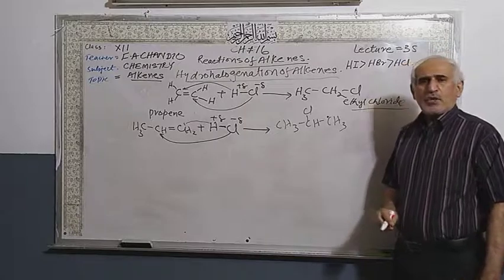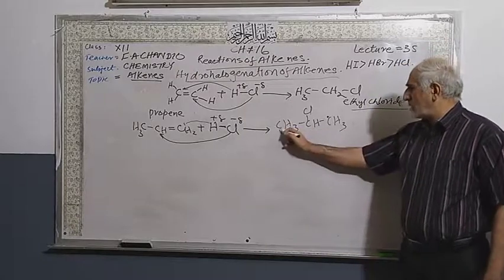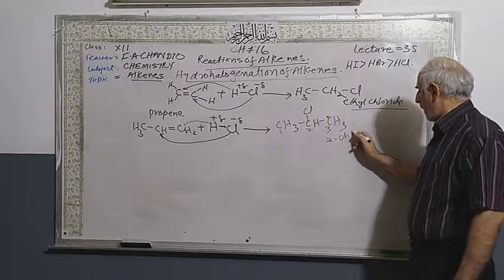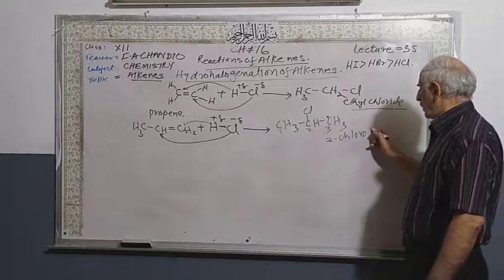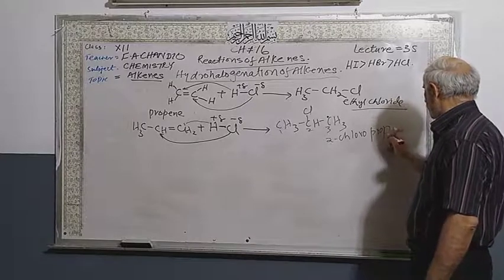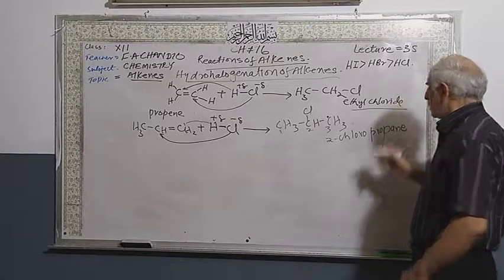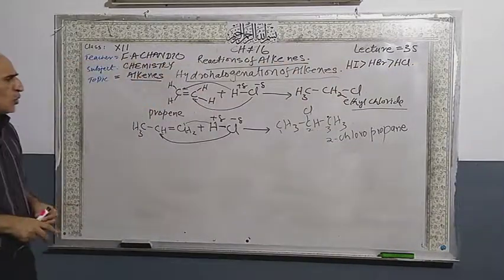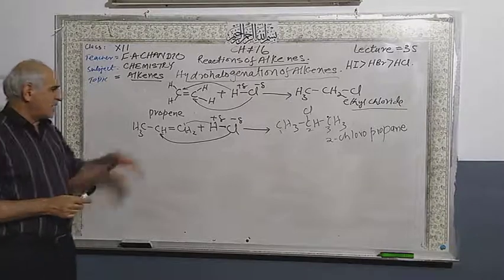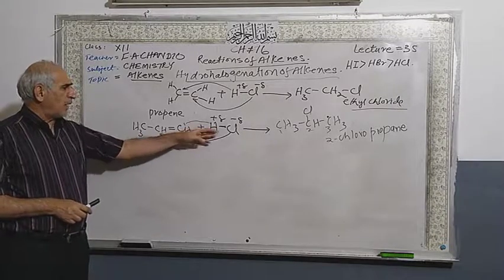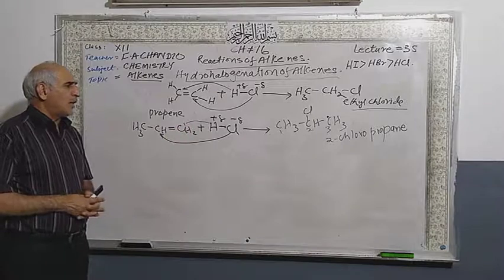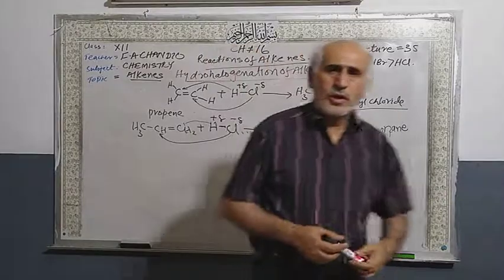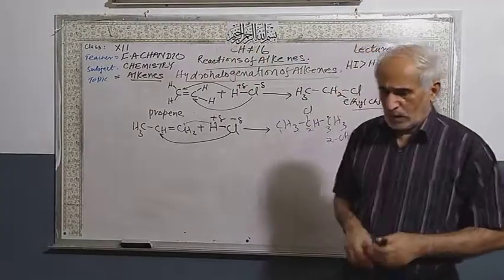You will get a secondary alkyl halide. This is a secondary alkyl halide. The name of this compound is 2-chloropropane. So this is according to Markovnikov's rule. If you add hydrogen here and hydrogen here, this is called anti-Markovnikov addition. This is the actual product that is going to be formed.